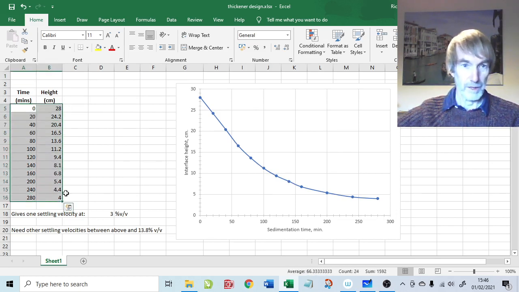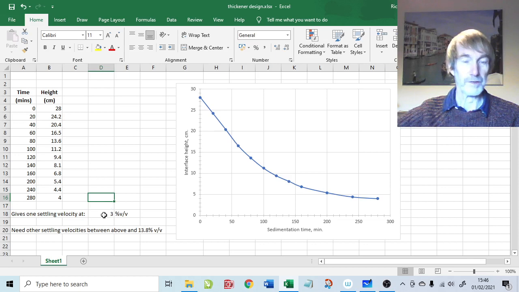We've just plotted it just here, and if the name of the game is all about trying to find a settling velocity for a certain concentration, we've clearly got that for the 3% value, because it's the gradient of this initial line. But we need more than that. There are all the other volume concentrations that were just highlighted a few moments ago, between 3 and 13.8%. We need an array of values between that feed concentration and the desired underflow concentration. So how do we obtain that from this single batch settling curve? That's essentially what the problem is.